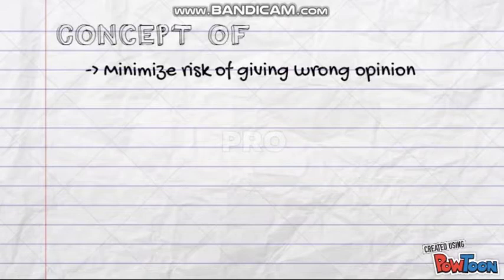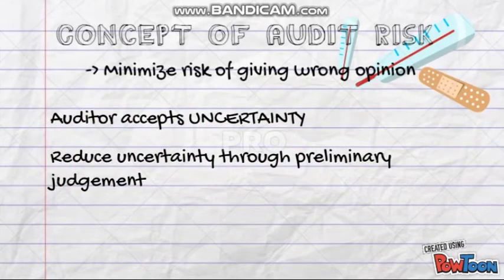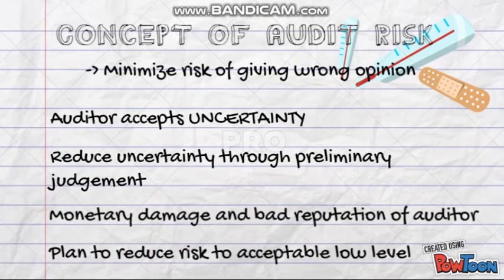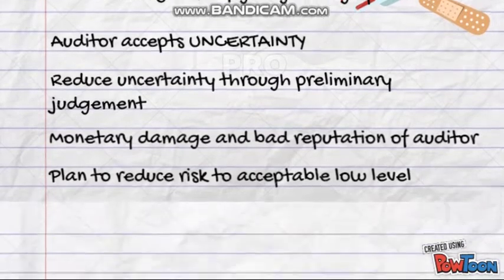The auditor minimizes the risk of giving the wrong opinion by adopting a risk approach. The auditor accepts some level of uncertainty in performing the audit function. They can reduce the uncertainty to a tolerable level through adequate planning, supervision and conduct of the audit. Preliminary judgment is an important matter since it can affect monetary damage and the auditor's reputation. They should plan to reduce the risk to an acceptably low level.